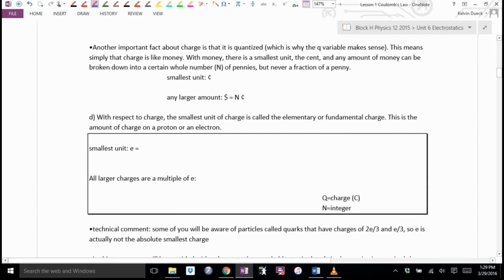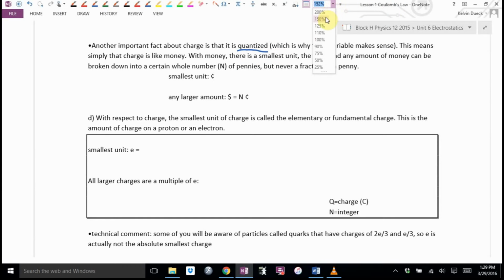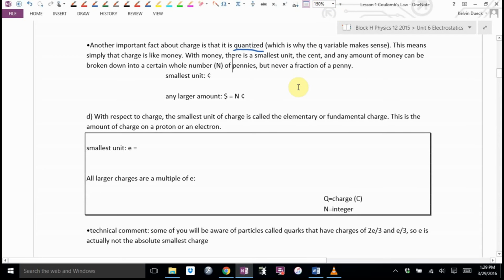Another important fact about charge is that it is quantized. This is where the word quantum physics comes from. And this is why we use the letter Q. Now, what does quantized mean? Quantized means that charge comes in a smallest chunk, like money. What's the smallest unit of money? The penny. I know we phased the penny out, but we still calculate with it. When we give you dollars, we always round to the nearest cent. A penny is our quanta of money.